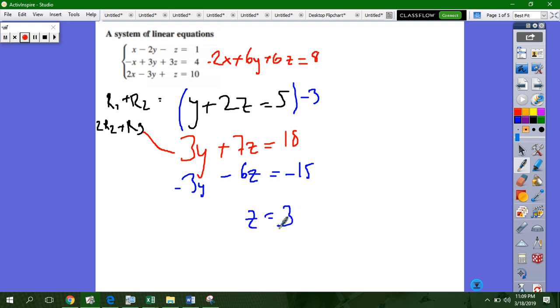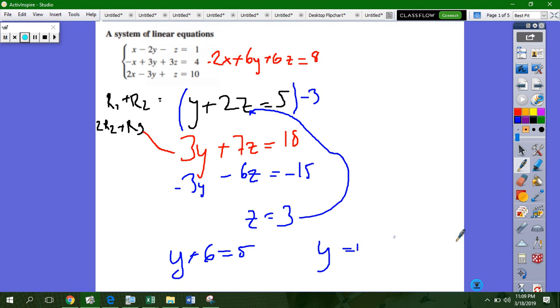So just like yesterday, then I go ahead and replace it. I'm going to replace it right there. So I have y plus 2 times 3, which is 6, equals 5. Y equals negative 1. And then I go ahead and replace both z and y equals negative 1 into one of the equations at the very beginning. I'm just going to use number 1.